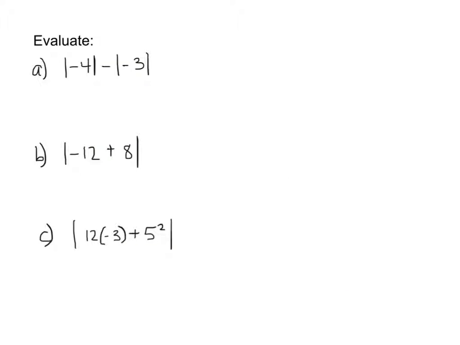We're going to evaluate these expressions using absolute values. So this one says the absolute value of negative 4 minus the absolute value of negative 3. What's it equal to? Well, if we look at it piece by piece, what's the absolute value of negative 4? 4. Minus, what's the absolute value of negative 3? 3. 4 minus 3 is 1. So 1 is the answer.